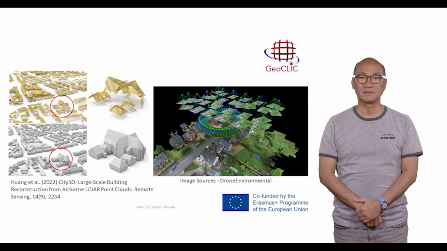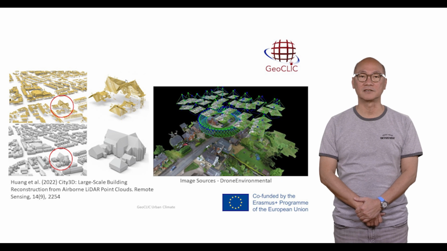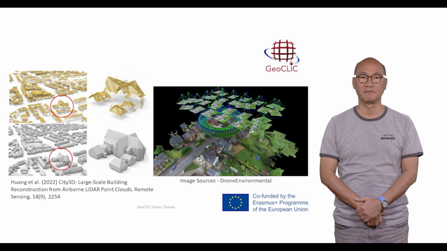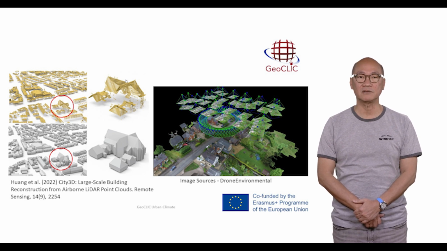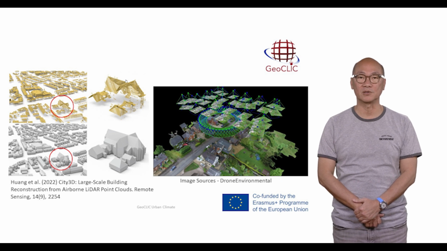To the right, it shows a large amount of overlapping images gathered by a drone. With different vantage points, drone-based photogrammetry is now a standard technique for 3D reconstruction. 3D reconstruction and digital twin in GIS can be used for urban climate models.